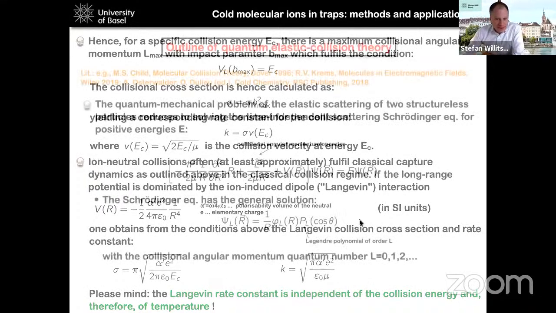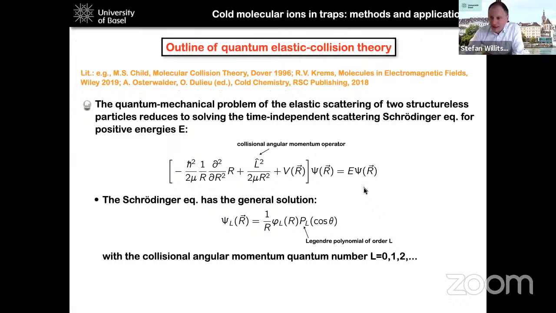Okay, so that was classical collision theory applied to classical capture theory. Let me just say a few words about the quantum treatment of these processes. I mean, this is a topic about which I could lecture an entire term. Let me just recapitulate a few important points here. So if we cast the same problem, elastic scattering of two structureless particles, into a quantum mechanical framework, then we have to set up the Schrödinger equation for this problem.